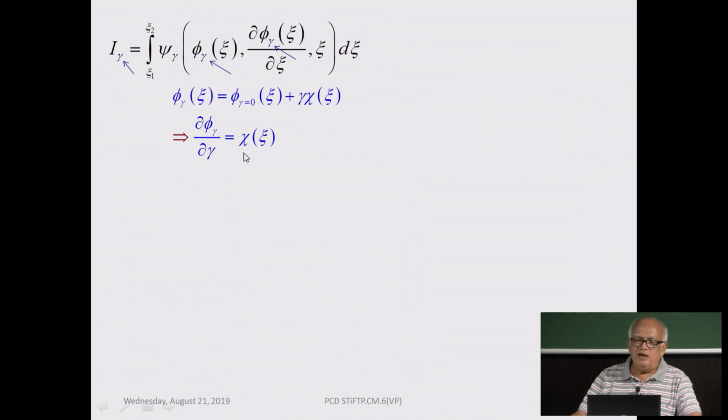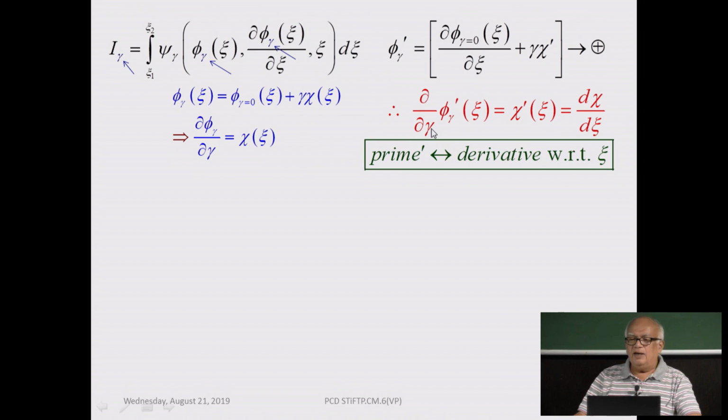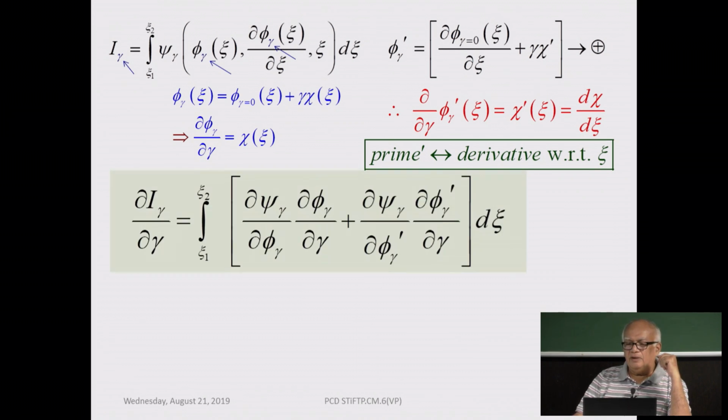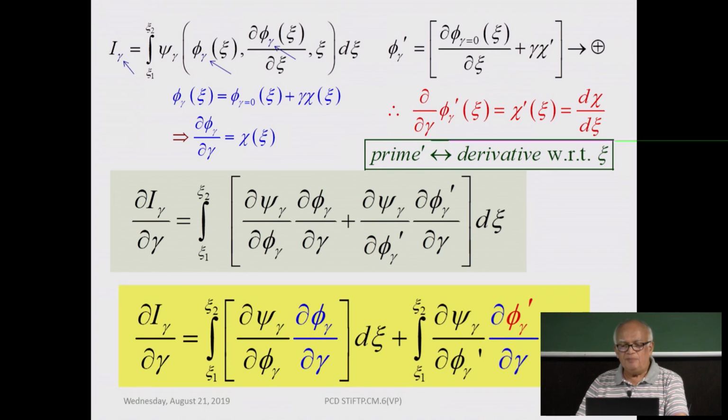So, now we have this relation. So, del phi by del gamma is chi, and you also need the del by del gamma of the derivative of phi gamma with respect to del xi, because these are the things which depend on gamma. This one does not depend on gamma. Okay. So, this term, the derivative of phi with respect to xi also changes because of the control parameter gamma, and this derivative is equal to chi prime. So, this is the relation that we got. Remember that the prime is derivative with respect to xi and not with respect to gamma.